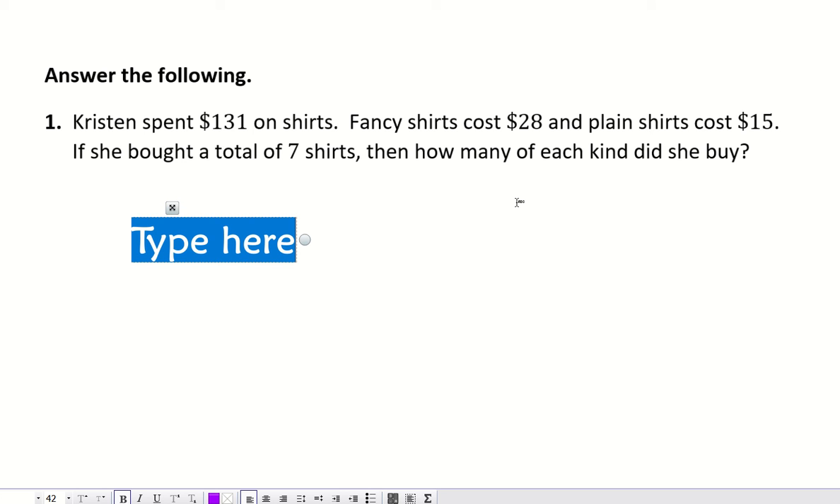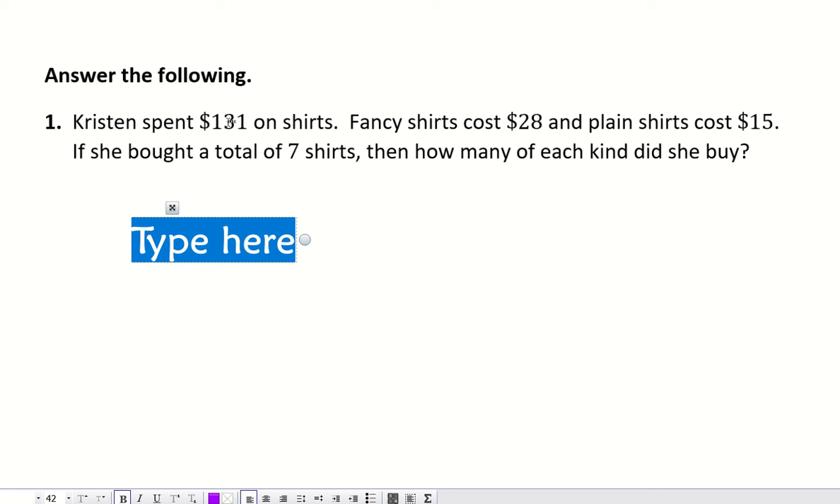So here's some hints slash spoilers, I suppose, but again, you could totally ignore these equations and just guess and check. You could guess and check different combinations of fancy and plain shirts where you end up spending a total of $131, and there's 7 shirts total. Just as an example, you could start with, well, what if I bought 4 fancy shirts and 3 plain shirts, because that would be 7 total.